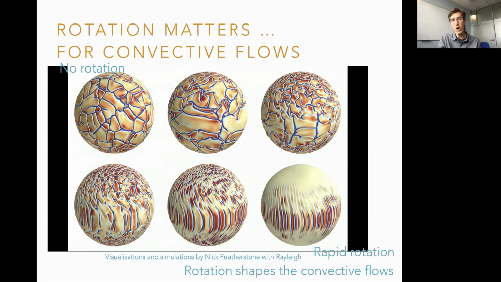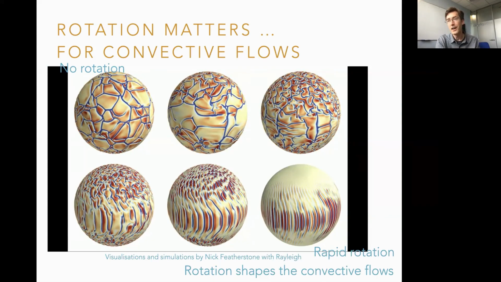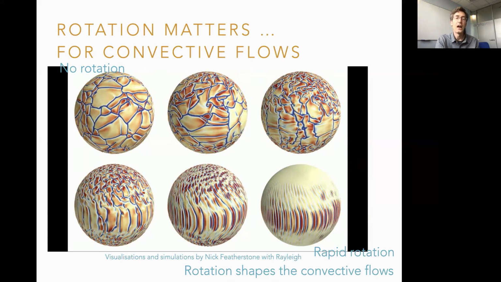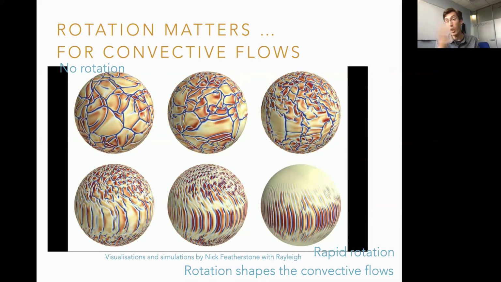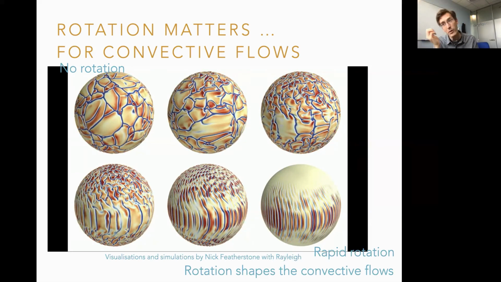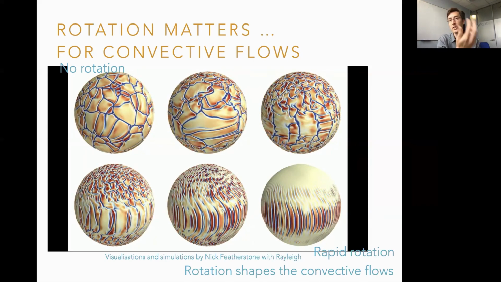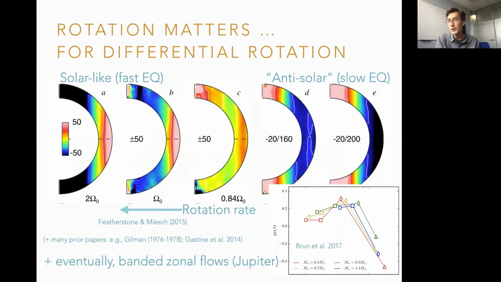When rotation is strong, down in the bottom right here, this is a sequence of increasing rotation rate effectively at fixed buoyancy driving. The Coriolis forces really constrain the motion. So you can shut off convection entirely if you get to really rapid rotation. You can shut off in just parts of the domain, and you can strongly constrain the motion. So it matters for the convective flows. Those flows transport heat, and they also transport angular momentum. And so unsurprisingly, the rotation matters a lot for that angular momentum transport as well.